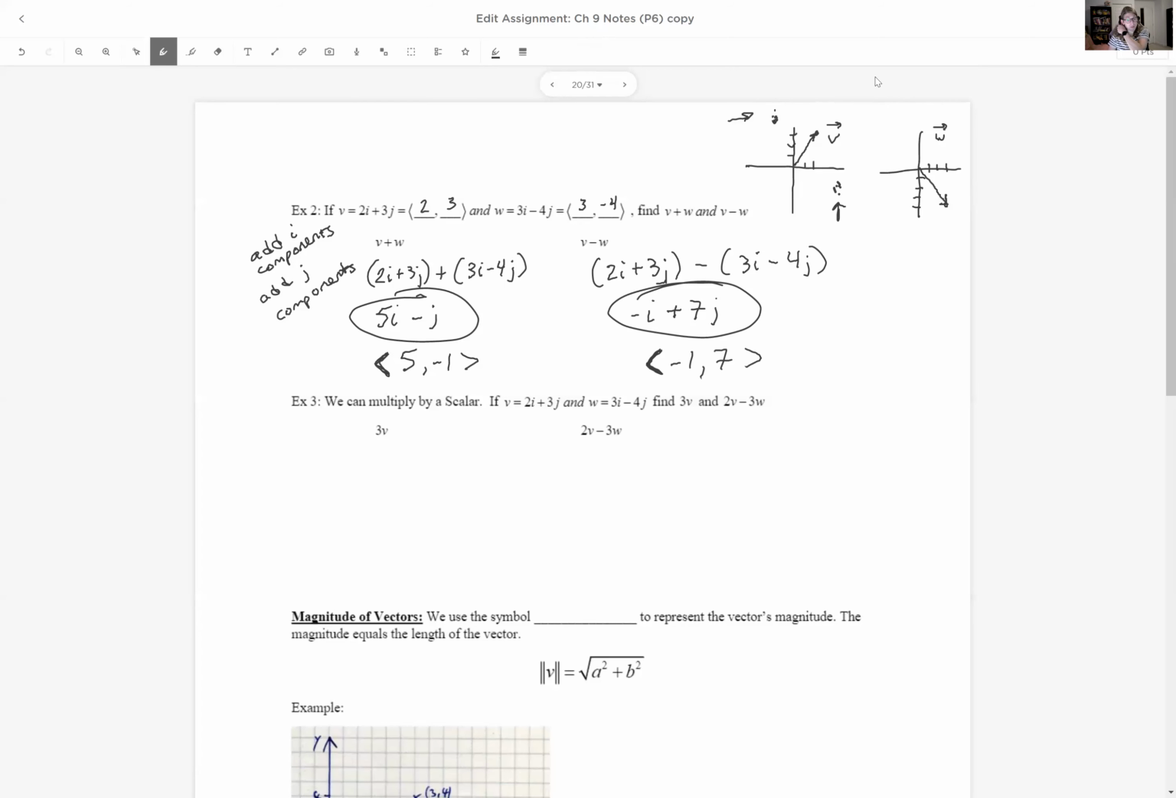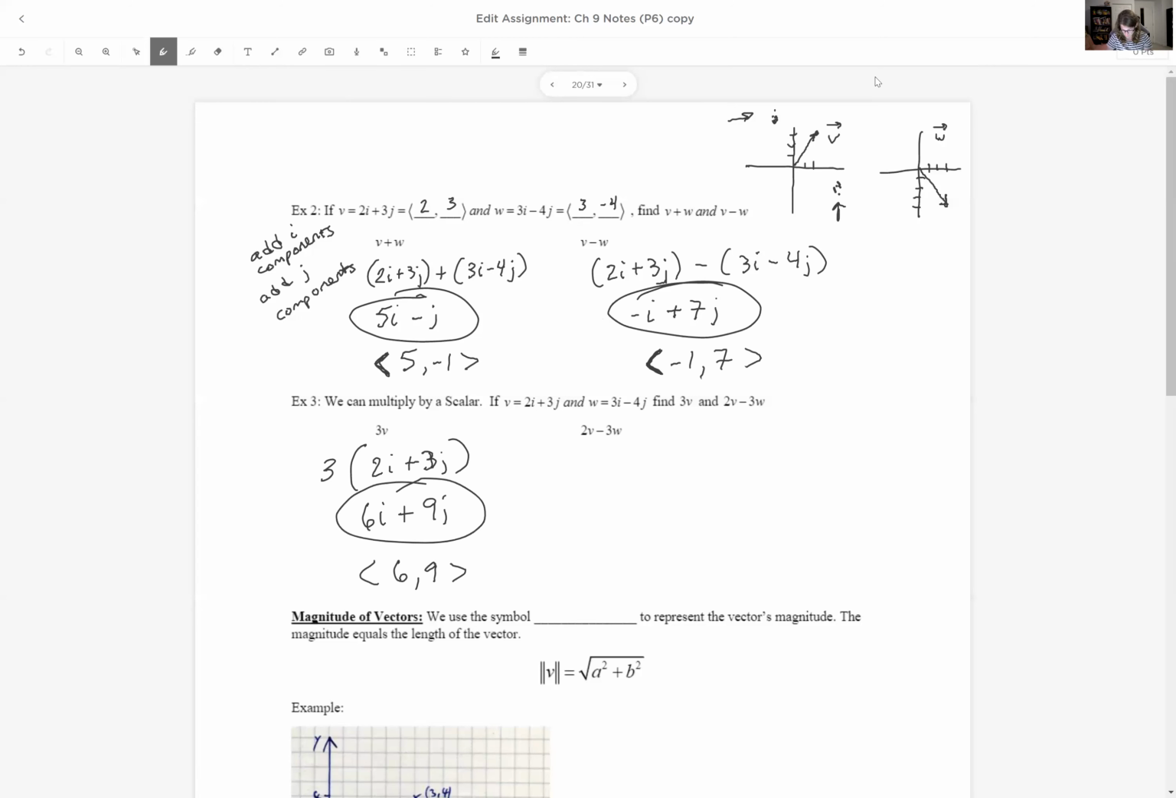We can also multiply them by a scalar, by a number. So 3v, we're taking our same vectors as above. So if I were to do 3v, that's 3 times 2i plus 3j. And it works the same way. We're going to multiply that 3, distribute it to both components. So 6i plus 9j, or again in bracket notation, 6 comma 9.